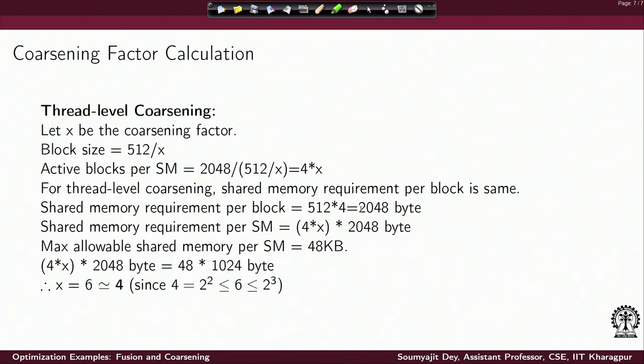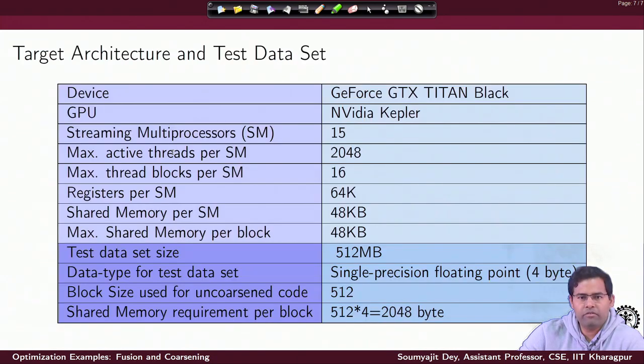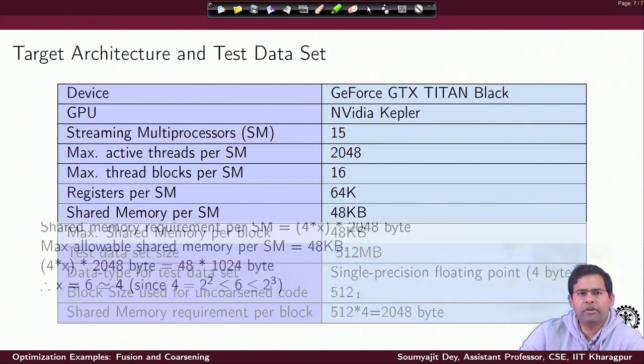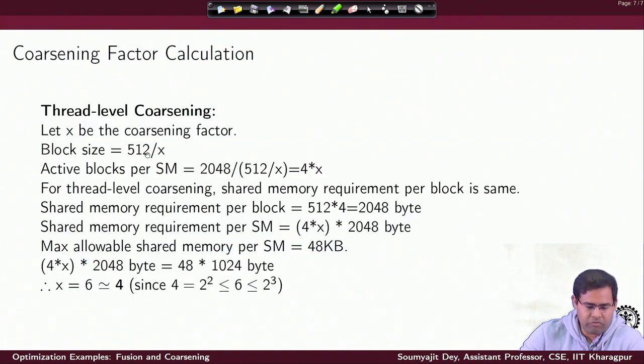So let's figure out what is a good coarsening factor here. Let X be the coarsening factor, right? So what is the block size? If I am doing thread level coarsening, I am going to reduce the threads per block. So the original block size was 512. That would get reduced by X, right? 512 by X is the reduced block size.